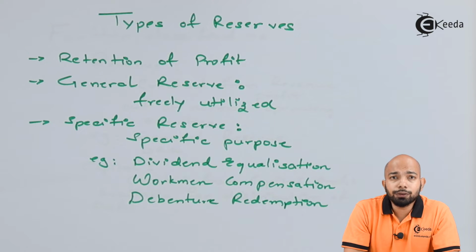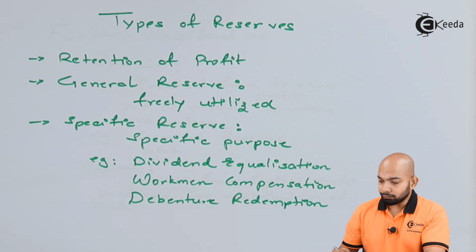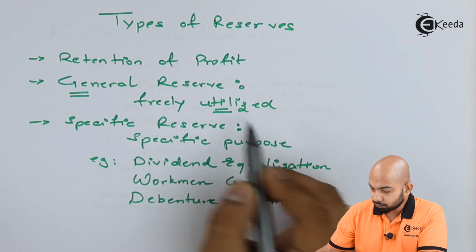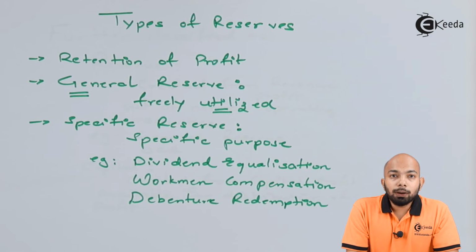Now, to go with the first topic, we have general reserve here. I've mentioned certain things here. Let's go ahead and understand what each of these definitions means for us. When we talk about general reserve, this is a freely utilized reserve. It can be used for any specific purpose that we want to.